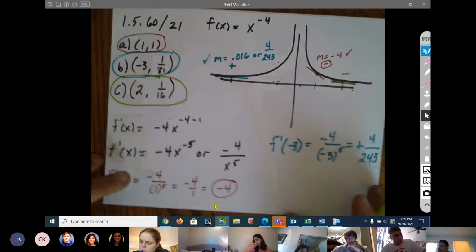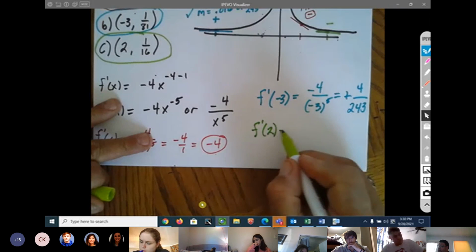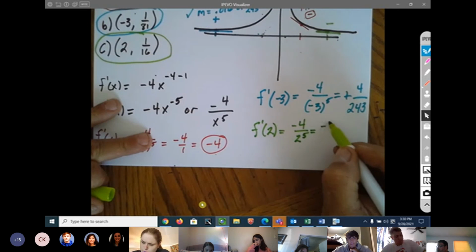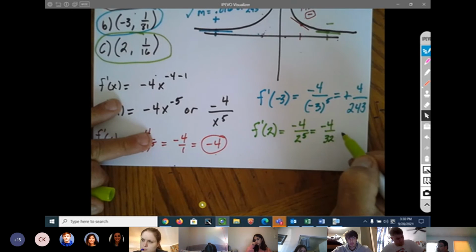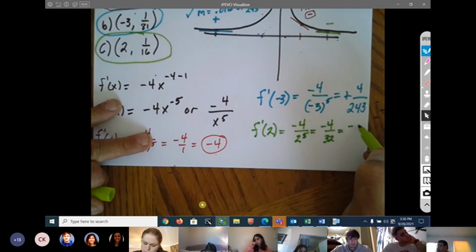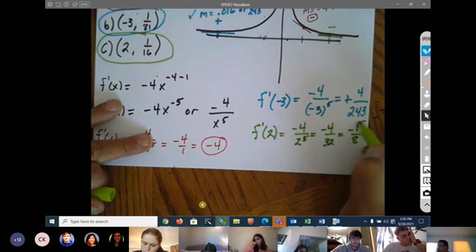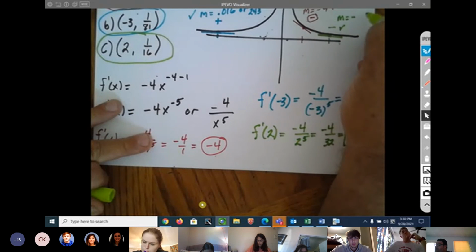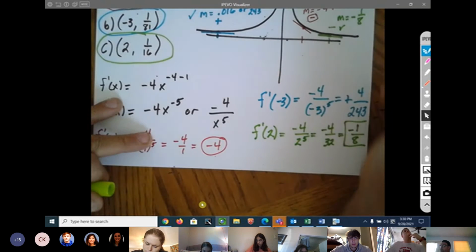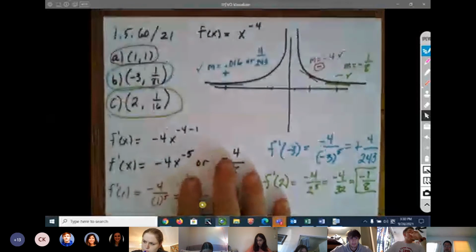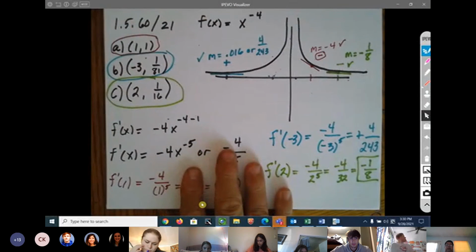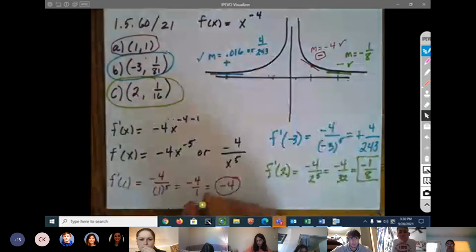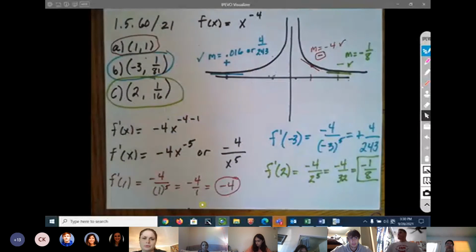F prime of 2 is equal to -4 over 2 to the 5th, which is equal to -4 over 32, which is equal to negative what? 1/8. And M is equal to negative 1/8, so that checks. Now, these are 3 good test questions. I wouldn't use this as one test question. These are 3 good test questions.